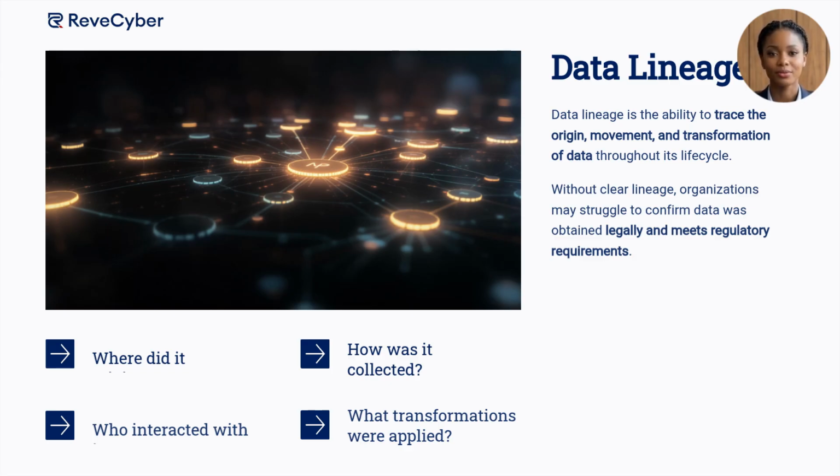Now, another concept that's really important in AI governance is data lineage. Data lineage simply refers to the ability to trace where data came from and how it has moved through different systems before it reaches an AI model. In other words, it answers a very practical question: can we track the history of this data set?